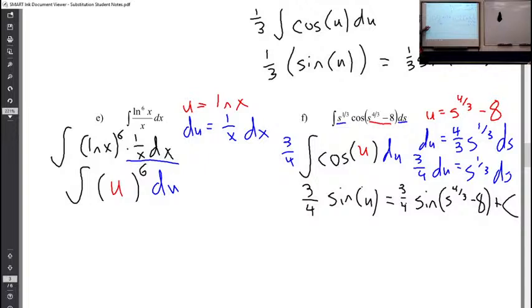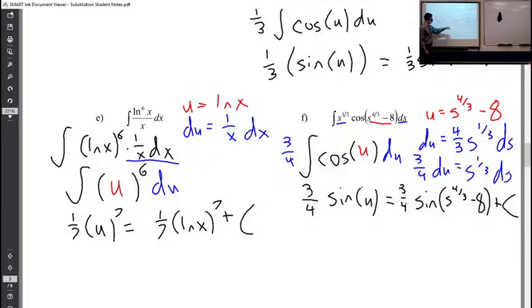And antiderivative will be 1/7 times u to the 7th, which equals, let's do our substitution back in. What was u? U is natural log of x plus c. Questions on that?